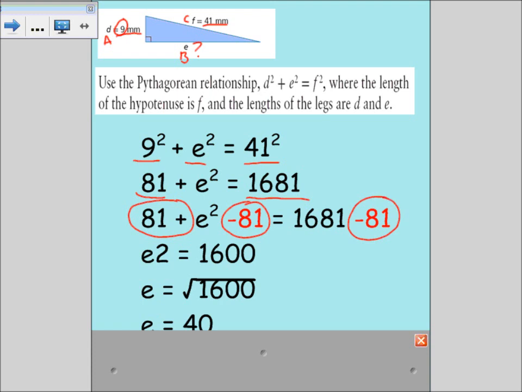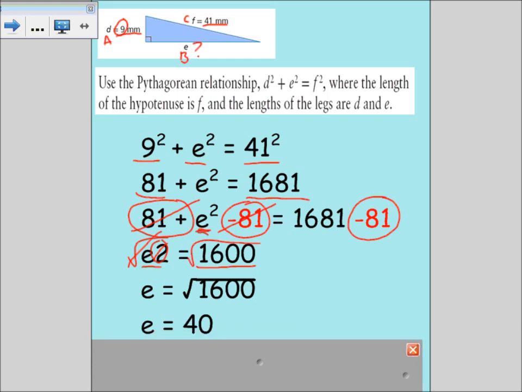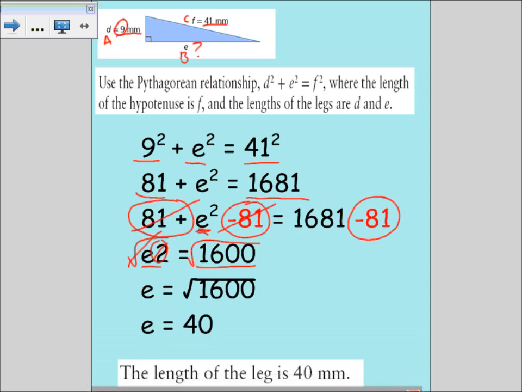Whatever you do to this side, you have to do to this side, which means you subtract 81 from this side. That crosses out or equals 0. We're left with just e squared on this side of the equation. e squared equals 1600. 1681 minus 81 is 1600. To get rid of this square, we square root, which crosses those out, leaving us with the square root of 1600. The square root of 1600 equals 40. So the length of the leg is 40 millimeters.